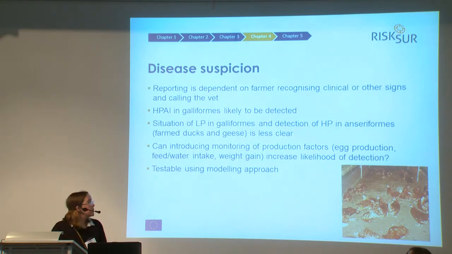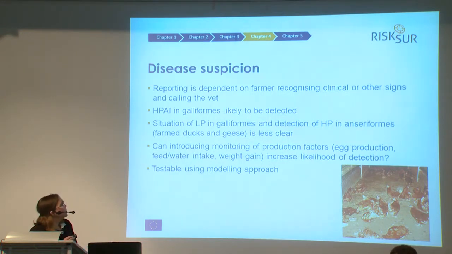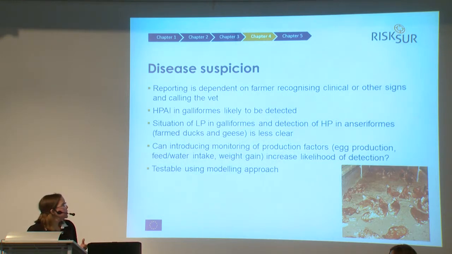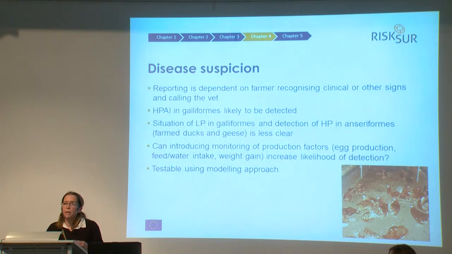So at the moment, a farmer will generally report based on clinical signs or high mortality in his flock. We think high path AI is quite likely to be detected, especially in chickens and turkeys, but the situation with low path in chickens and turkeys and high path and low path in ducks and geese is a lot less clear, where there may not be obvious clinical symptoms. And what we want to do is look a bit more closely at whether we can introduce monitoring of production indices, so egg production, feed, water intake, that may increase the likelihood of detection for these low path viruses.